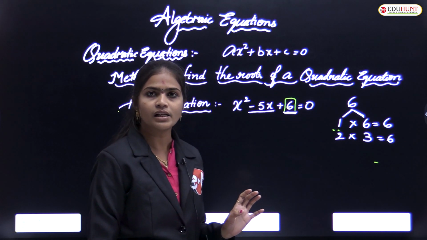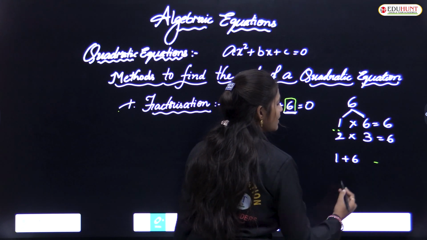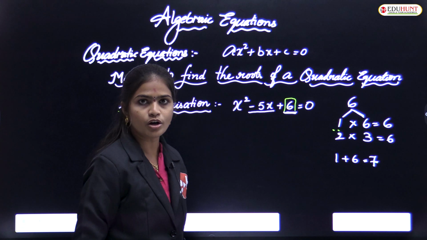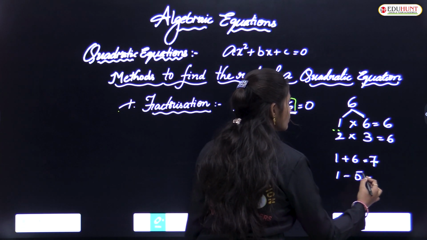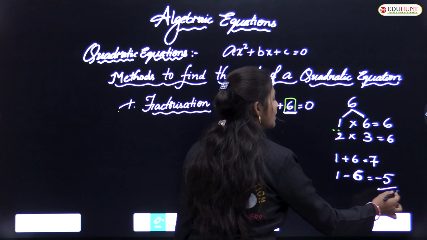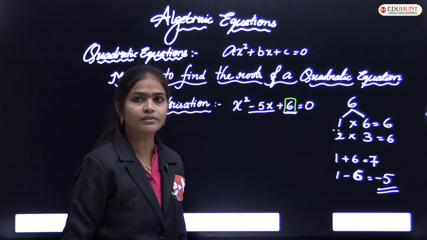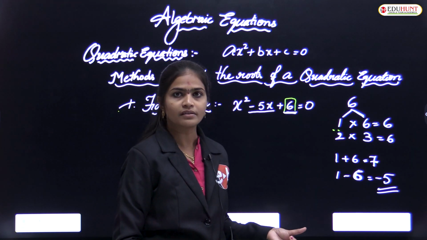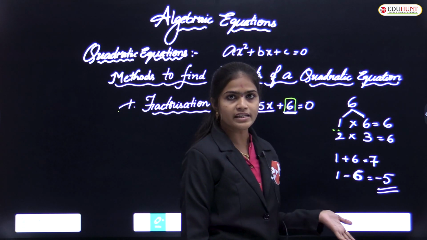When is it possible? So just see, first 1 plus 6 is there. So 1 plus 6 is equal to 7. So addition is not possible. Next one, 1 minus 6. 1 minus 6 is equal to minus 5. So here we are getting that minus 5, no? So shall we write like that? Okay, minus 6 and here plus 1. Here plus 1 minus 6 is equal to minus 5.